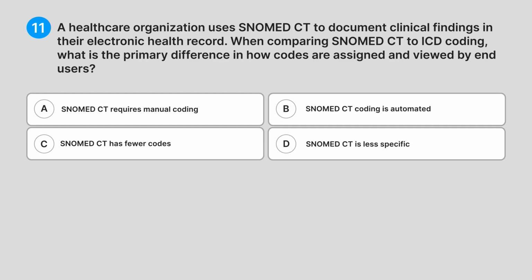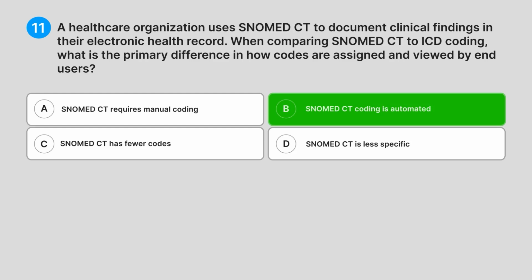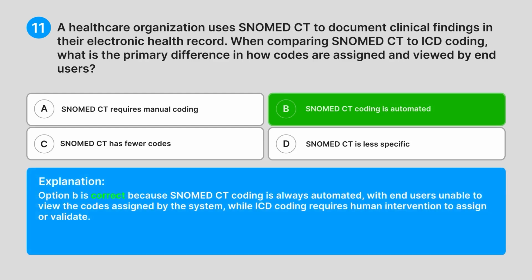Correct answer, B. C790 CT coding is automated. Explanation. Option B is correct because C790 CT coding is always automated, with end users unable to view the codes assigned by the system, while ICD coding requires human intervention to assign or validate.